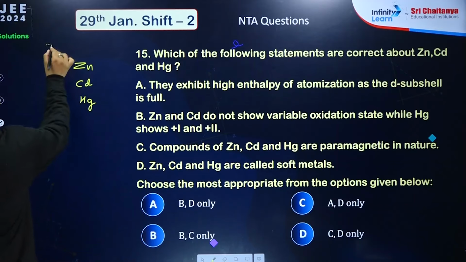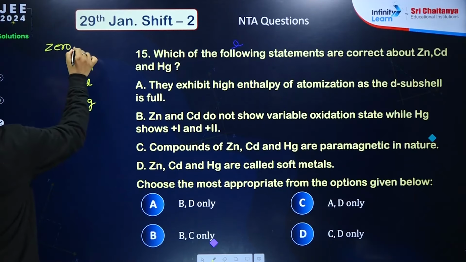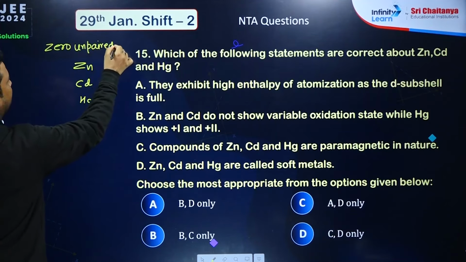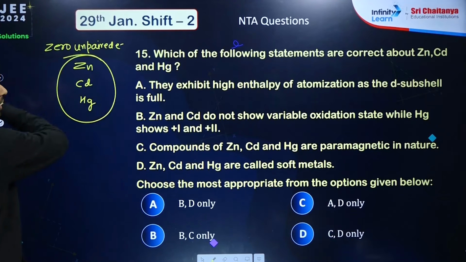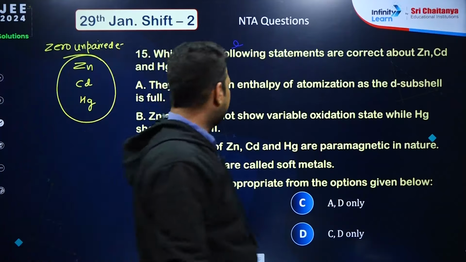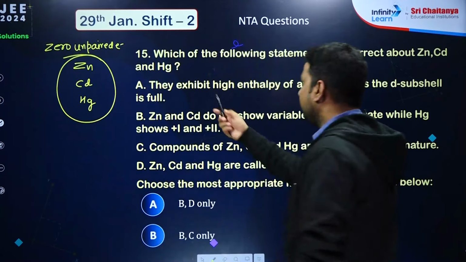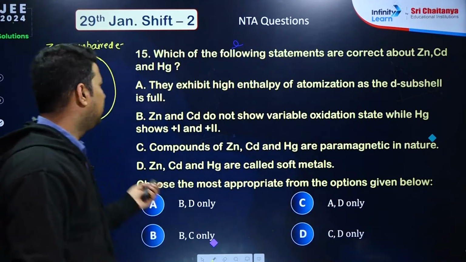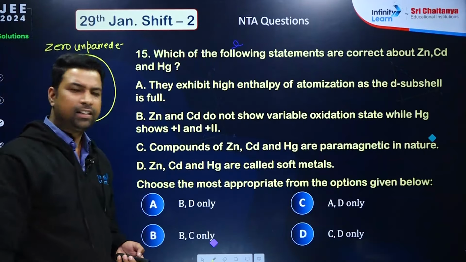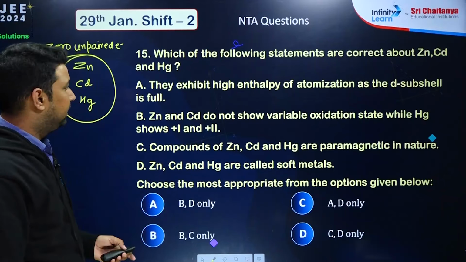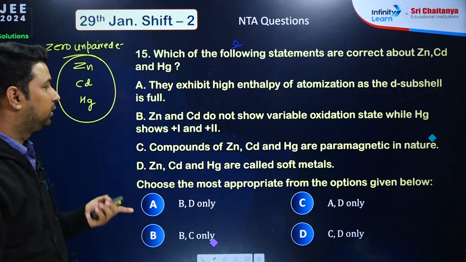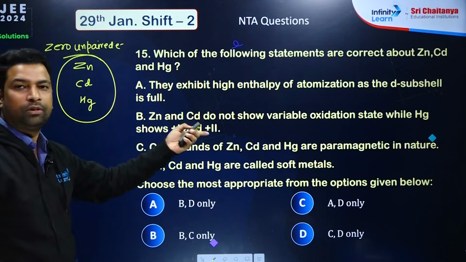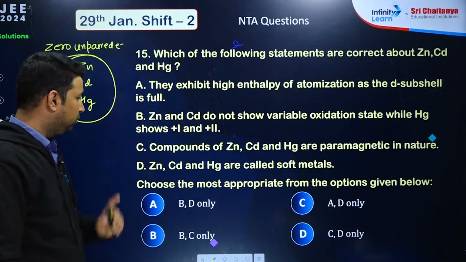It has 0 unpaired electrons, and these are only d-block elements, not transition elements. See, they exhibit a high enthalpy of atomization. No, it is incorrect. Clearly written in NCERT. Zn, Cd, Hg do not show variable oxidation state. Yes, it is correct. But mercury can show +1 and +2. Correct. It is absolutely correct.